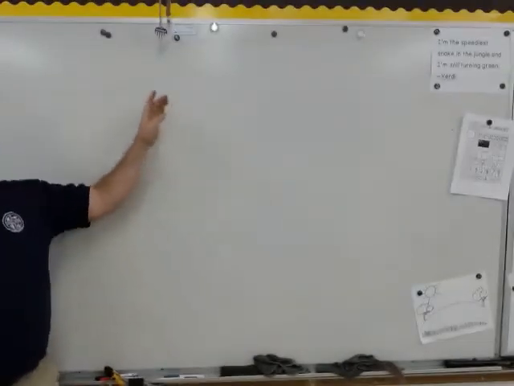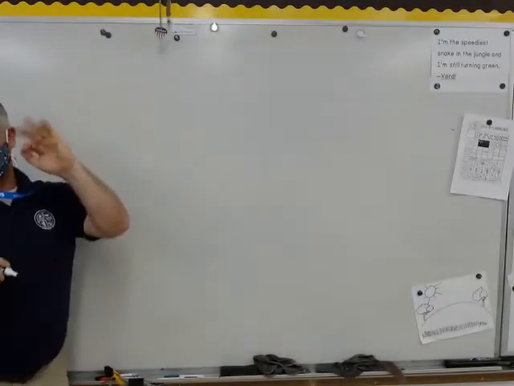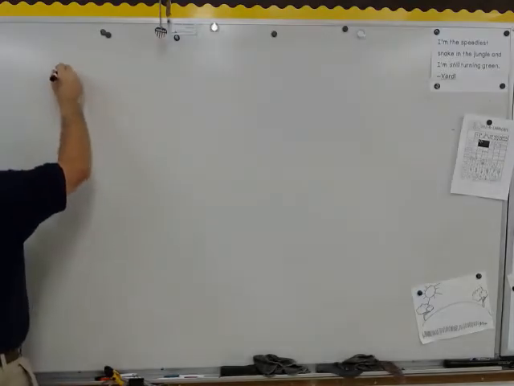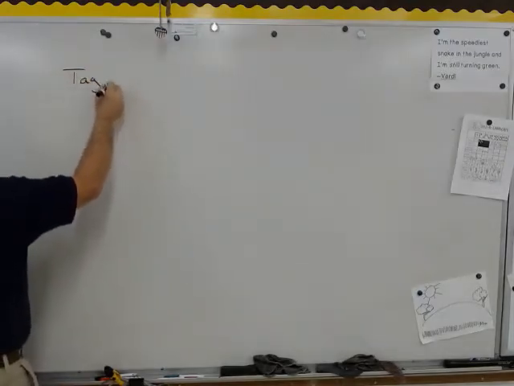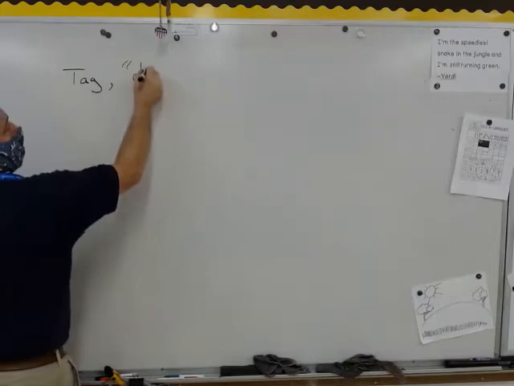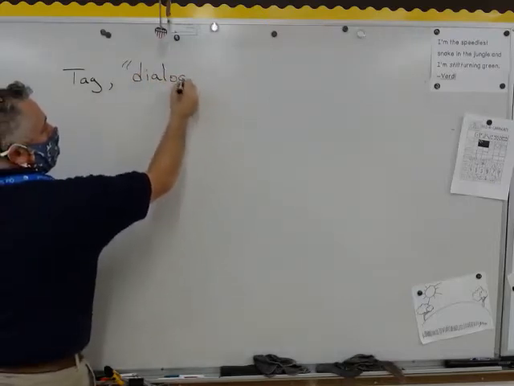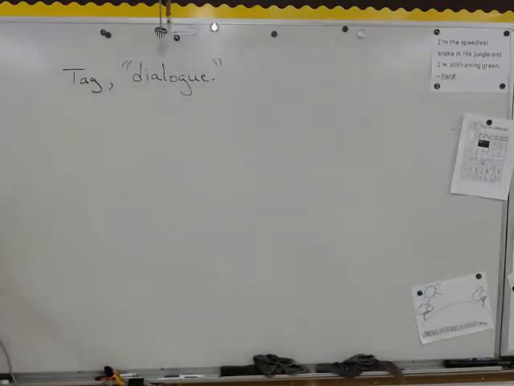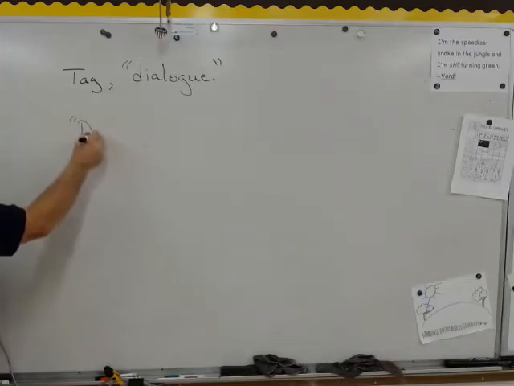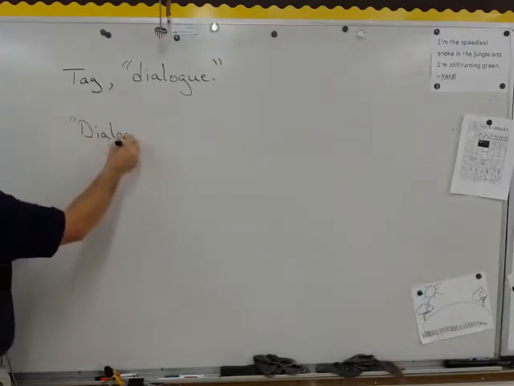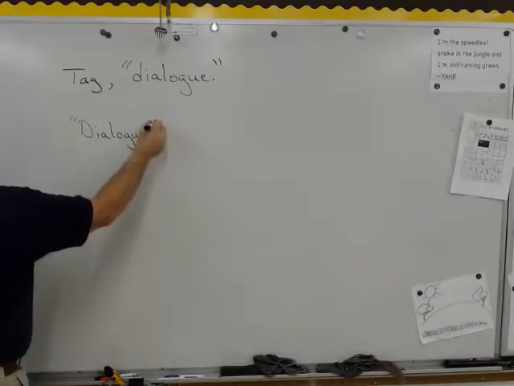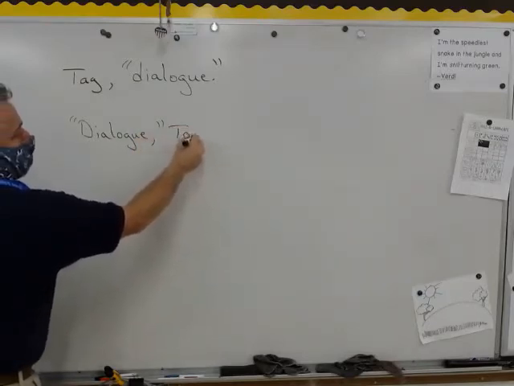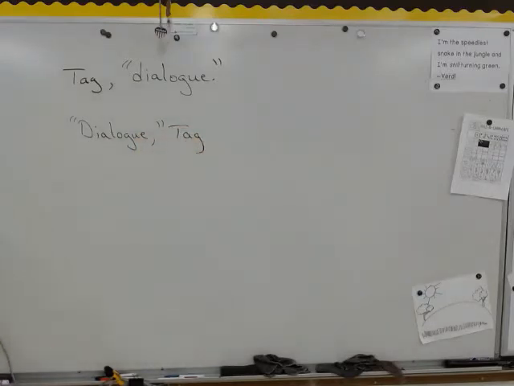So, all right. So, the 3 ways are this. Sometimes they'll tell you the tag. Then they have the dialogue. Okay? Sometimes they tell you the dialogue. Then they add the tag. And then the last way is this.